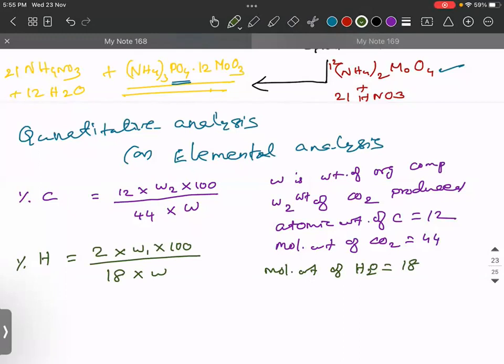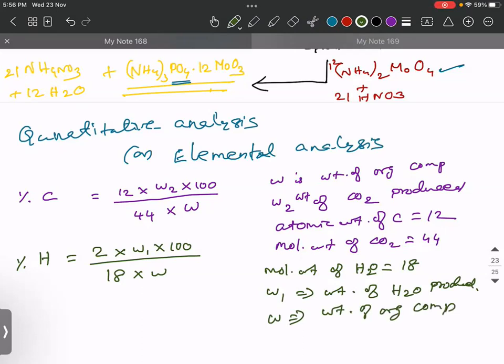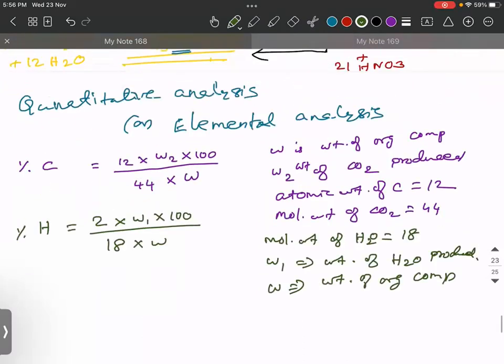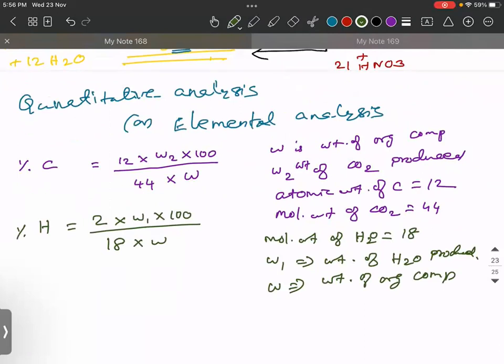So W1 is the weight of water produced, and W is the weight of the organic compound. Hydrogen gas would explode, so we can't decide it that way; it is very, very lightweight. So with this method you can calculate it. This is the formula.